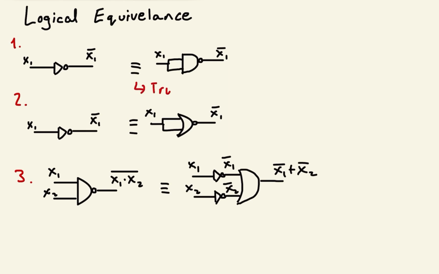A quick exercise for you would be to prove that all these logical equivalences are actually true. For the NOT gate proofs, I would recommend using a truth table, and obviously the third one you can prove through De Morgan's law.